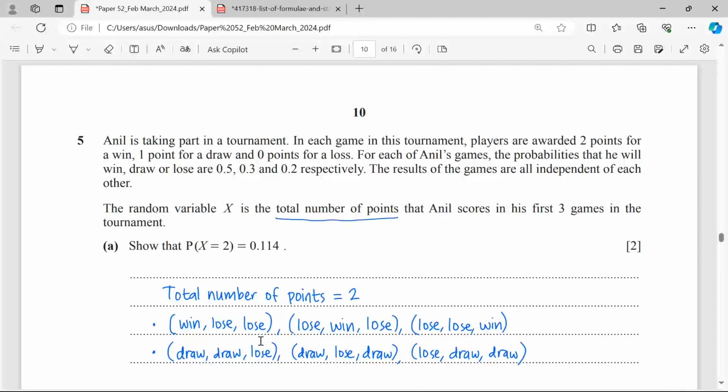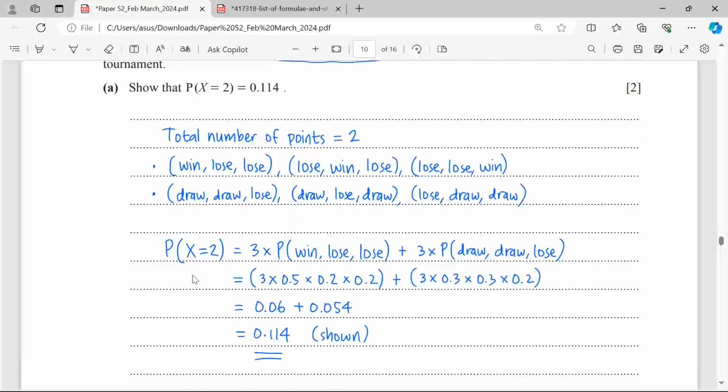And similar with the previous case, we can also have draw, lose, draw, lose, draw, draw. So that means probability x is equal to 2 can be found using the following: 3 times probability win, lose, lose, plus 3 times probability draw, draw, lose. Why do we need to multiply by 3? Because for each possibility here, for each possibility for this one, and this one, they have the same probability. So we don't need to list all of them, just multiply by 3 and the result is still the same.